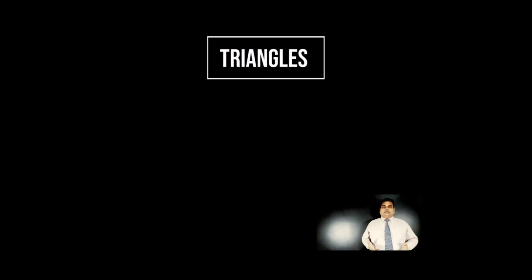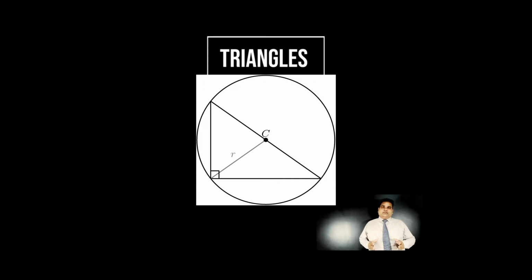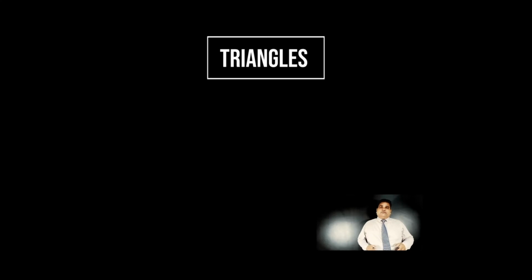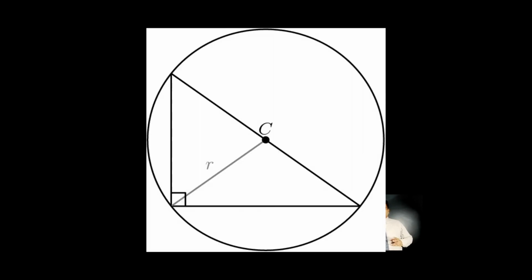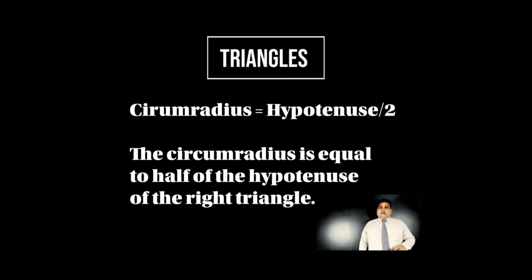Concept 20. There is a property of a right angle triangle. What is the property? The circumradius of a right angle triangle is always half of the hypotenuse. As you can see in the figure, this is the right angle triangle, and the outer circle is the circumcircle, and the line from the vertex of the triangle where 90 degrees is formed to the center is the circumradius.